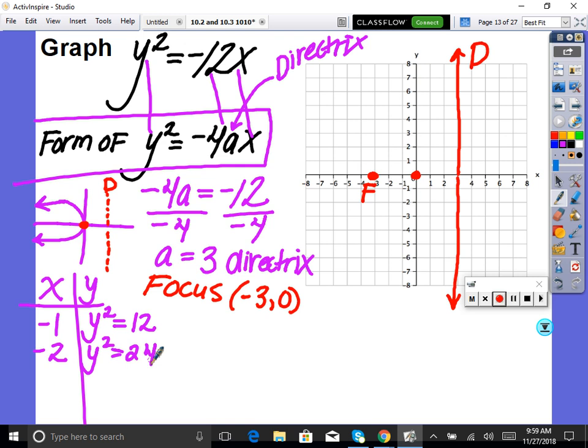Let's plug in negative 3. If I plug in negative 3, won't that be y squared equals 36? So now that will be a perfect square root. If I square root both sides, I get y is equal to plus and minus, because when you're solving and you take a square root, you need a plus or minus 6. So we actually now have 2 more points. We have negative 3, up 6, and we also have negative 3, down 6. And this is a point on our graph of the vertex.